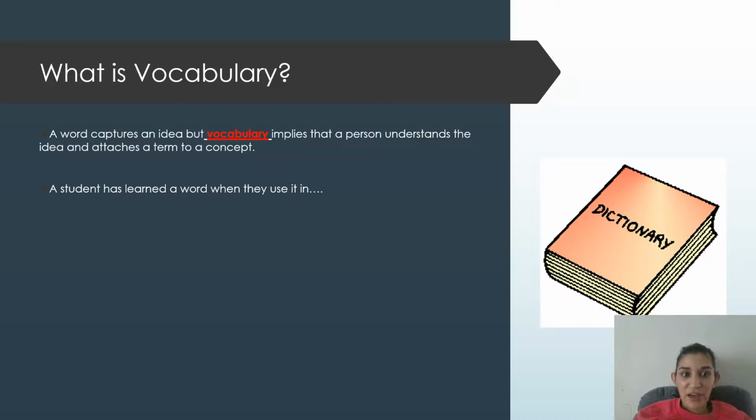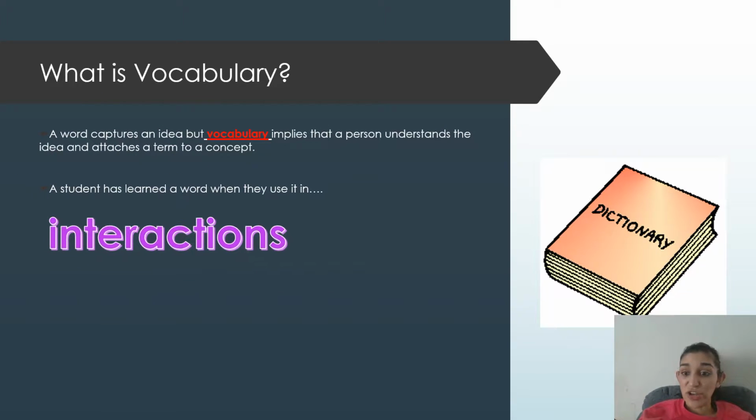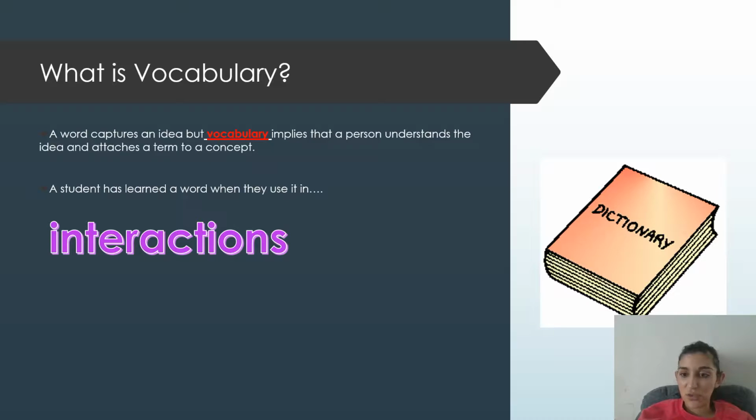What is vocabulary? A word captures an idea, but vocabulary implies that a person understands the idea and attaches a term to a concept. So we know that a student has learned the vocabulary of a word when they use it in interactions with other students, when they can use it in conversations, and that intrigues them too. When they hear a word from their peers that they don't know, that causes them to want to look that up. So those interactions are really important for our vocabulary.